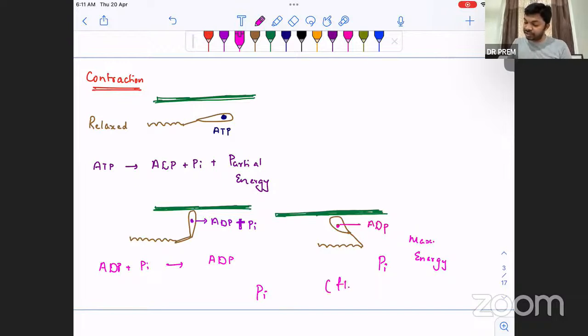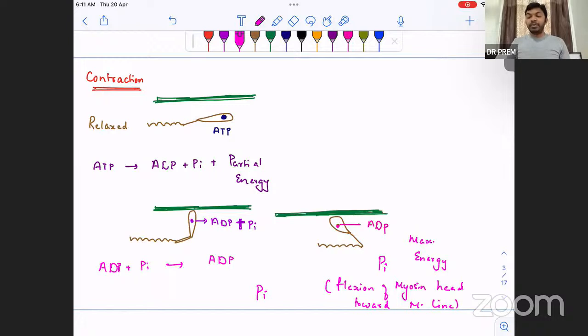There is going to be flexion of myosin head, and this flexion takes place toward M line. As a consequence, the thin filament is pulled in, doctors. As a consequence, the thin filament is pulled in towards the M line.